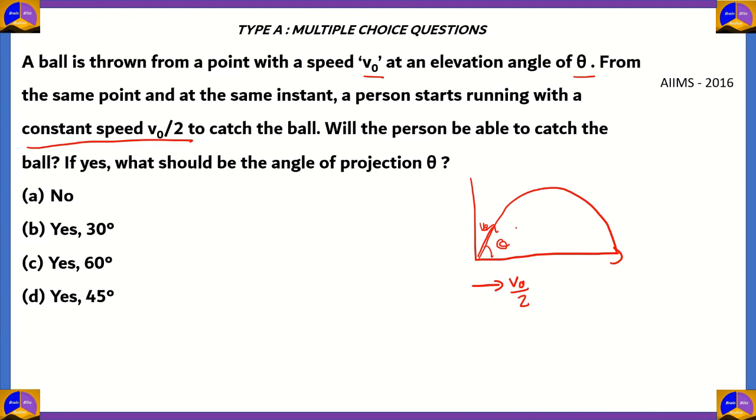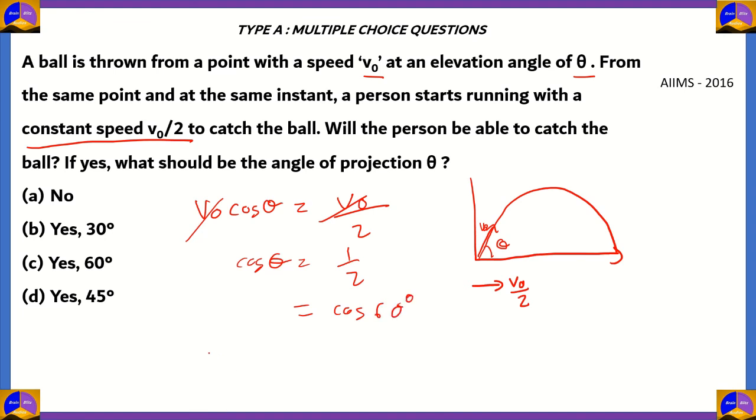So, in order for this person to catch the ball, he needs to run at a speed that is equal to this horizontal component of velocity. So therefore, the condition is v0 cos theta must be equal to v0 by 2. You cancel v0, you get cos theta equals 1 by 2. 1 by 2 is the same thing as cos 60 degrees. So therefore, the value of theta is 60 degrees. So therefore, option C, yes and 60 degrees, is the right answer.